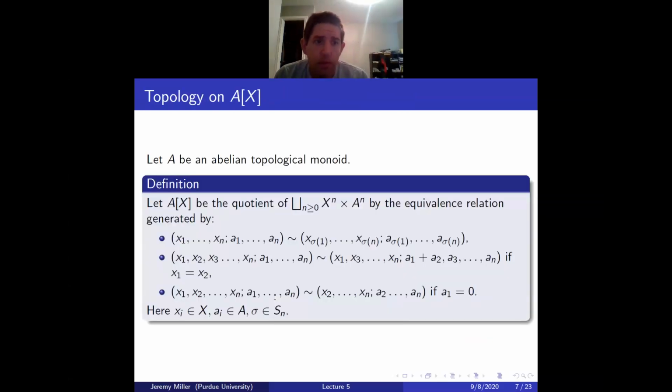Yeah, so there's a generalization. So let A be an abelian topological monoid.